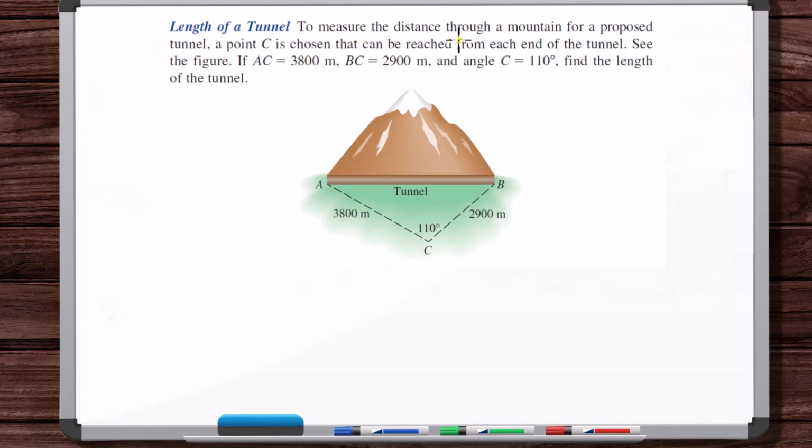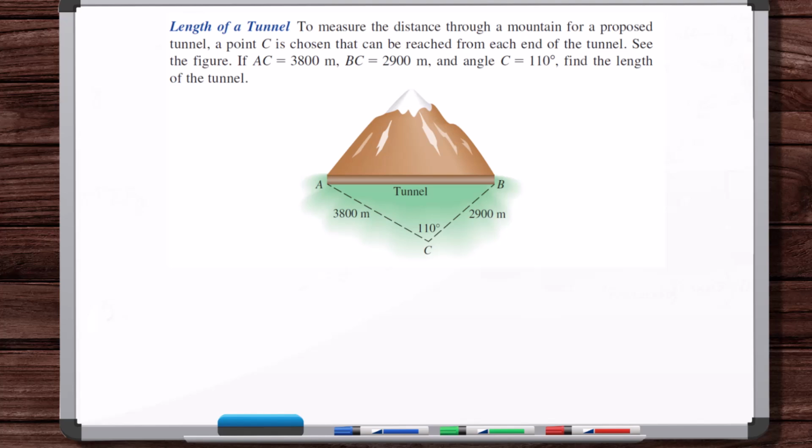To measure the distance through a mountain for a proposed tunnel, a point C is chosen that can be reached from each end of the tunnel. If the length of AC is 3,800 meters, BC is 2,900 meters, and angle C is 110 degrees, find the length of the tunnel. So you could measure this distance, and then get this angle with an angle measurement device, and you can estimate the straight line distance from one side of the mountain to the other.